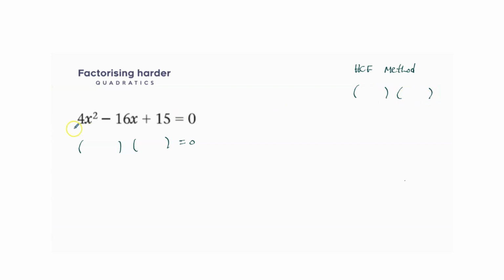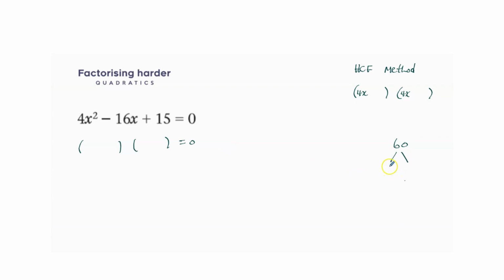So what I'm going to do, I have 4x squared minus 16x plus 15 equals 0. Where I have the 4x squared, I'm going to simply put 4x here and 4x here. Then I multiply 4 by 15, and that's going to give me positive 60. So I want the factors of positive 60 that give me a sum of minus 16.